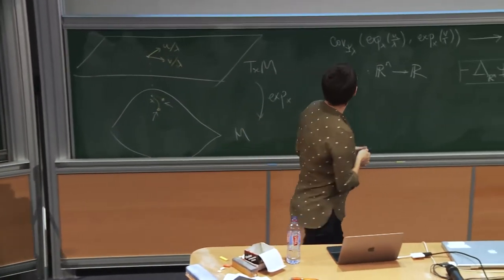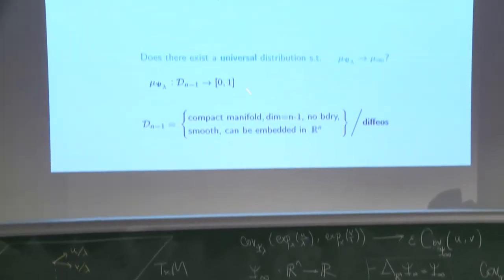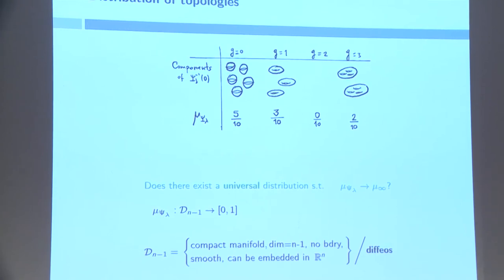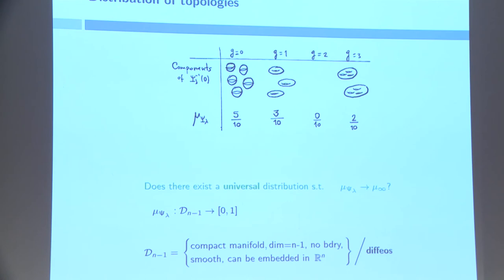So let me actually define these measures. They are probability measures, so they give you back a number between 0 and 1. And the domain of these measures is the space of diffeomorphism types. If you grab a component of your zero set, it's going to be a compact manifold. It will have dimension n minus 1. It will have no boundary. With probability 1, you can show that it's going to be smooth. And with high probability, you can show that it can be embedded in R^n. So this is the collection of components that we are looking at, and we are going to quotient this by the space of diffeomorphism types. That's the domain of the measure. To each diffeomorphism type, I associate the frequency with which it appears among the components of a zero set.